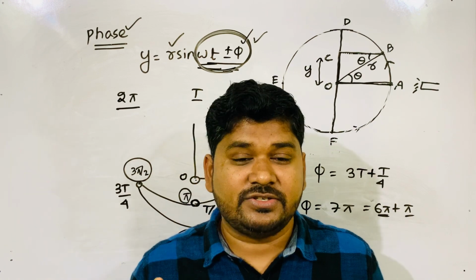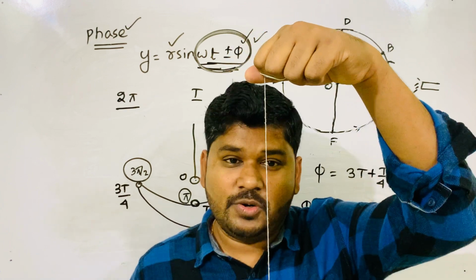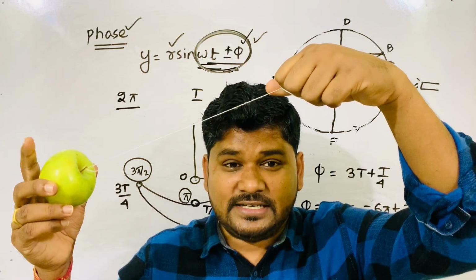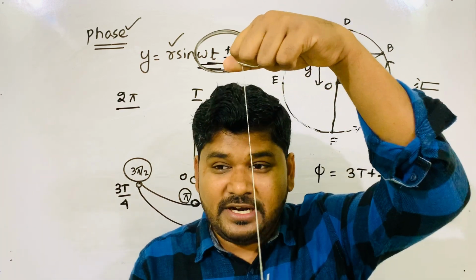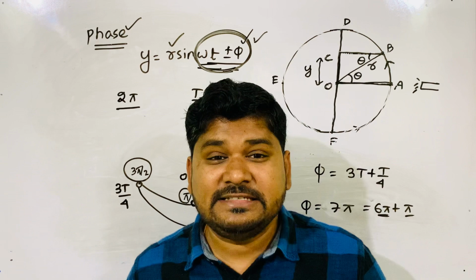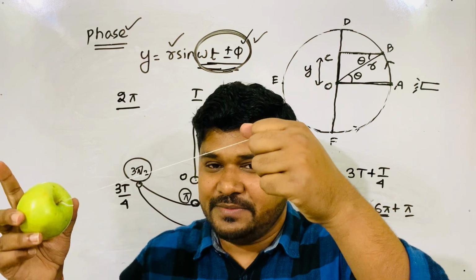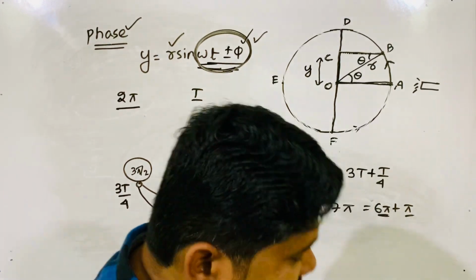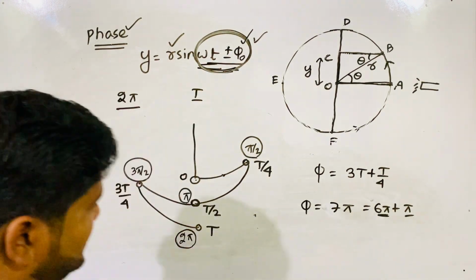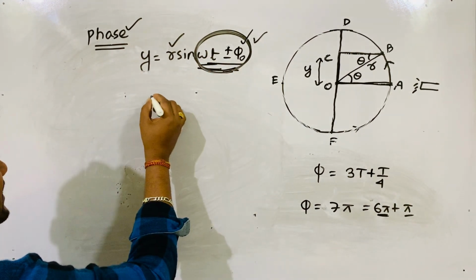Means the body has some phase when you start the stopwatch. If at time 0 the body is here, no problem, the phase is 0. But if you start the stopwatch here and the body is here, it means the body has already done pi by 2 motion. So it has some initial phase. When time is 0, the body still has some phase. That is called the initial phase. This phi is called the initial phase, sometimes we write it as phi naught. And this whole is called the phase.